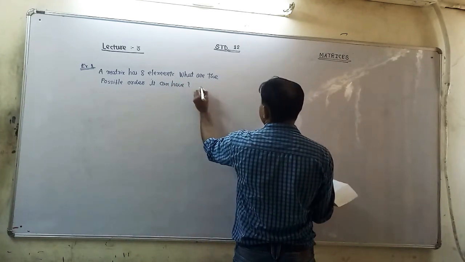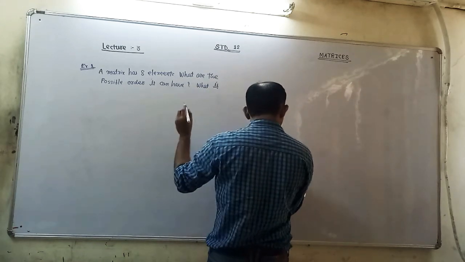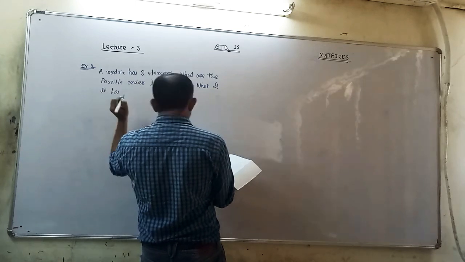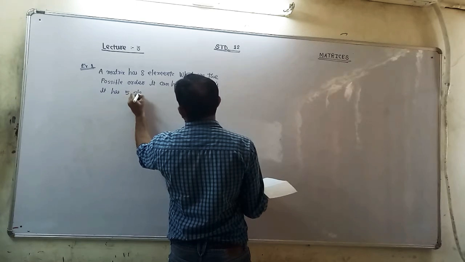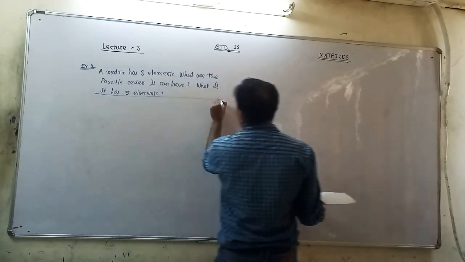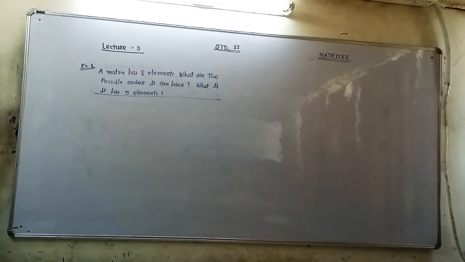This is the first question. What if it has 5 elements? What do you say? A matrix has total 8 elements. What are the possible orders it can have? What if it has 5 elements?